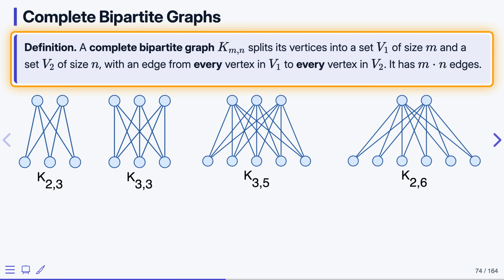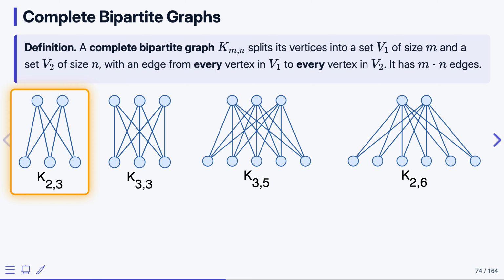Now we join two ideas, complete and bipartite. A complete bipartite graph is written K_{m,n}, and we split the vertices into two groups. The first group has m vertices, and the second group has n vertices. Then we draw an edge from every vertex in the first group to every vertex in the second group. So the two groups are joined in every possible way, but nothing inside a group is joined.